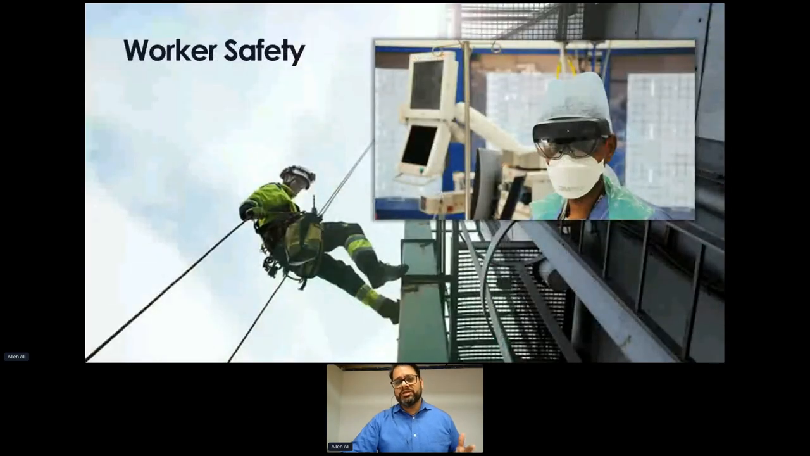So let's talk about worker safety. AR can reduce risk for workers by providing a heads-up display and hands-free interface. It can facilitate COVID procedures by limiting what users touch and by enabling collaboration at a distance or even remotely. AR can also give contextual routing like logistics directions or emergency exits.